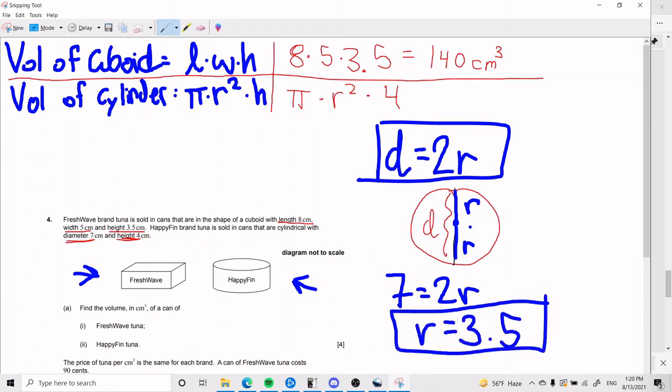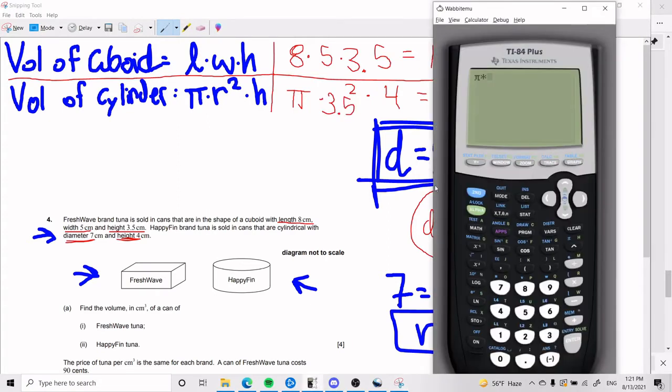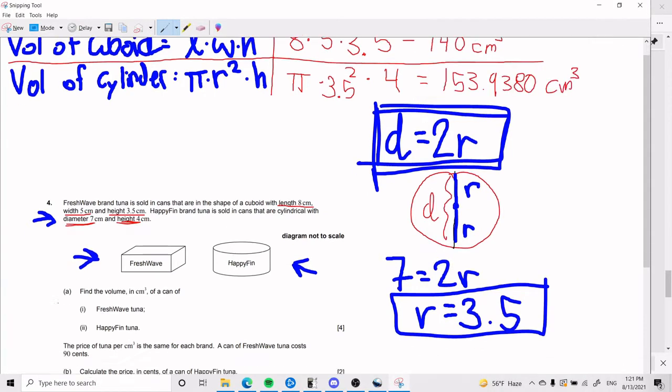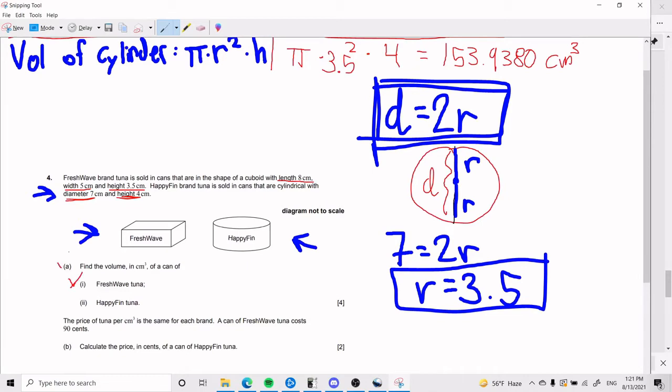So that is just a little bit of information of how diameter gives you radius and how radius also gives you diameter. And so plugging in 3.5 over here, remembering that it's squared, and times 4, and putting this all into the calculator, we're going to end up with the following. We end up with 153.9380. And of course, do not forget the units. So that is for part A.